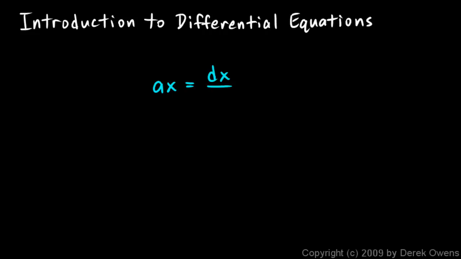ax equals dx/dt. Now take note, here's x, and here's the derivative of x with respect to t, and we can think of t as being time. That's often the case. So the fact that x has a derivative with respect to t implies that x is a function of t. This x right here isn't simply a variable. It's a function, and in this case it's a function of t, or a function of time. So the essential aspect of a differential equation is that a function and its derivative both show up in the equation. That's what makes it a differential equation.